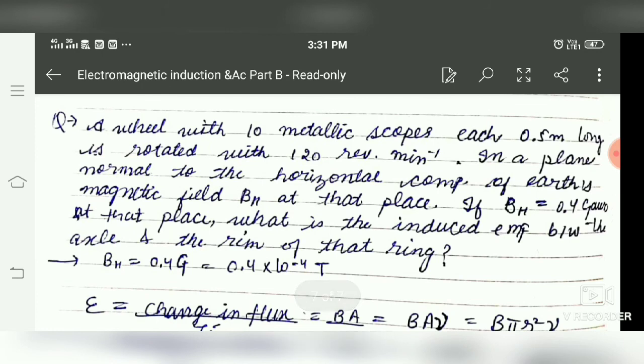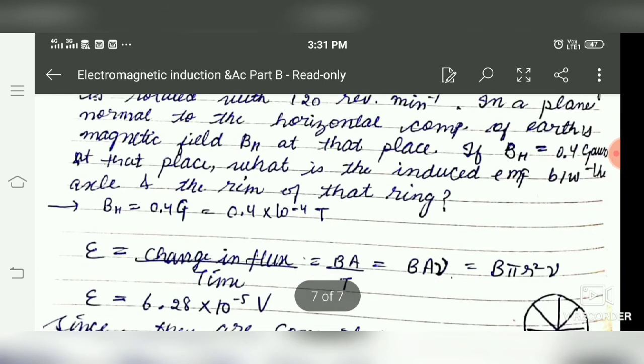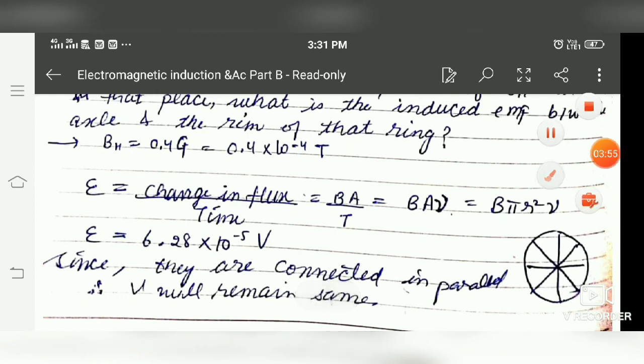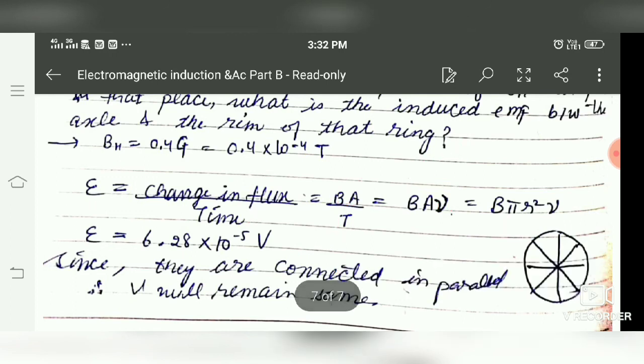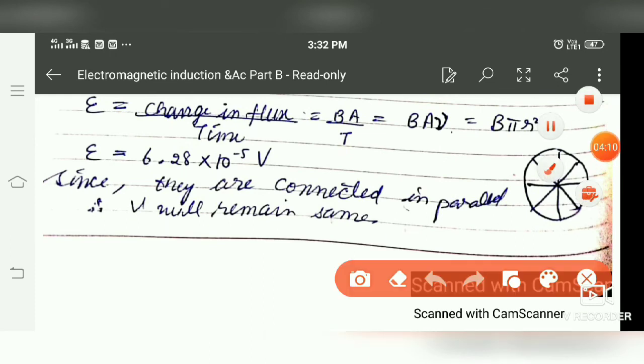Next is a wheel with metallic spokes, each 0.5 meter long, rotated at 120 revolutions per minute in a plane normal to the horizontal component of the earth's magnetic field. If BH is this at a place, what is the induced EMF between the axle and the rim of the wheel? We know BH is given. Induced EMF is change in flux by time taken. The change in flux is BA upon time taken T. 1 by time period is equal to what? Frequency. So we just put frequency here. We get E equal to this by substituting all values.